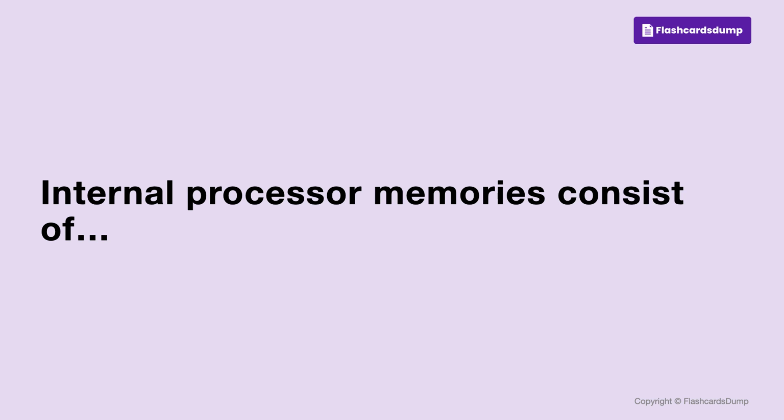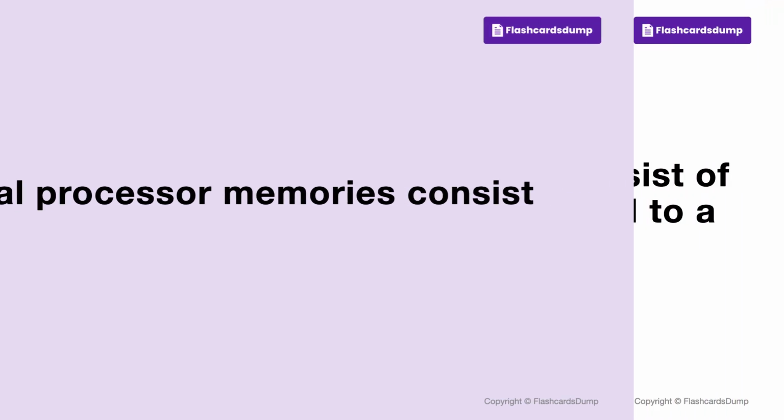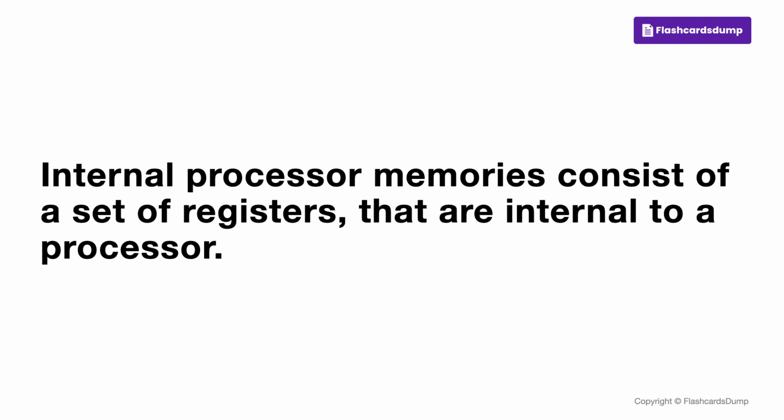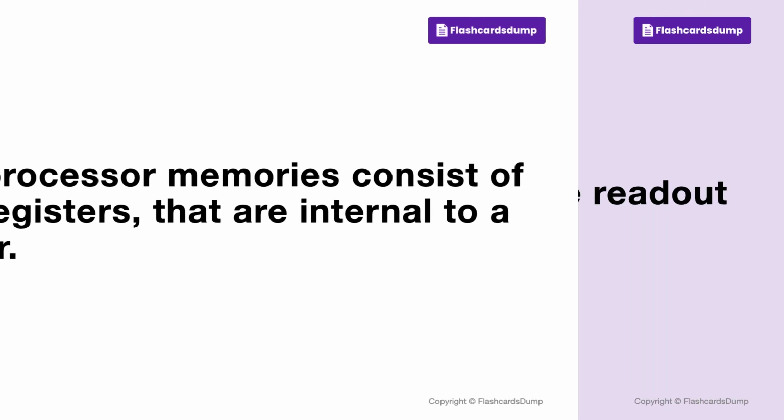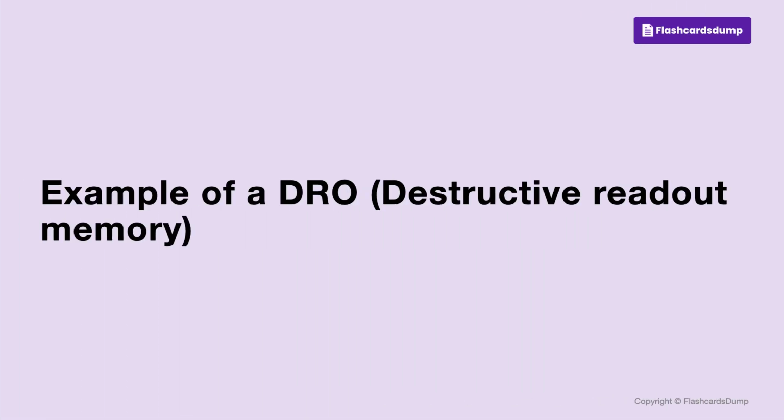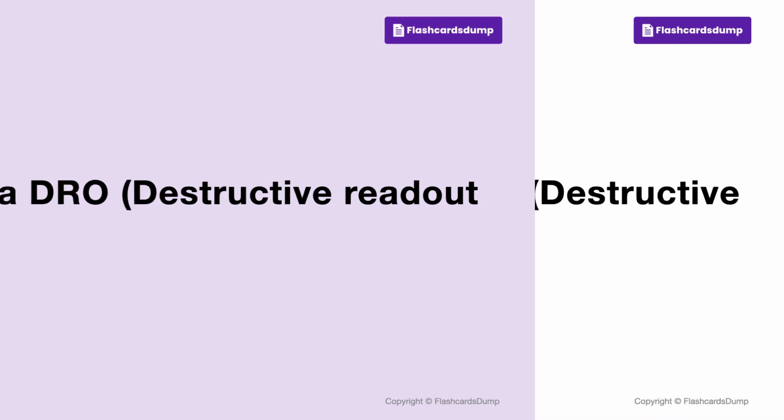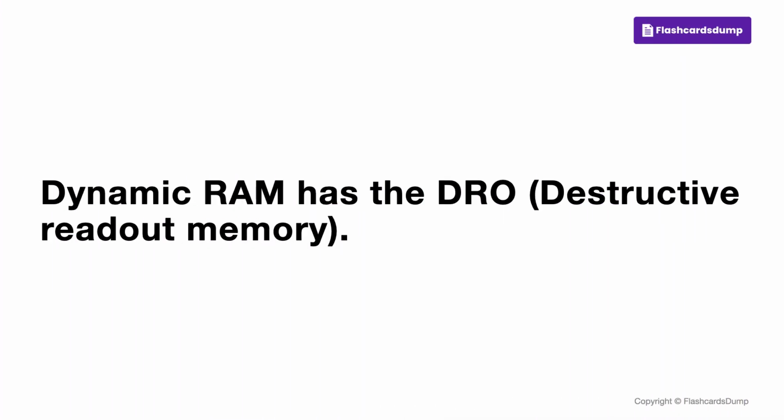Internal processor memories consist of a set of registers that are internal to a processor. Example of a DRO, destructive readout memory. Dynamic RAM has the DRO, destructive readout memory.